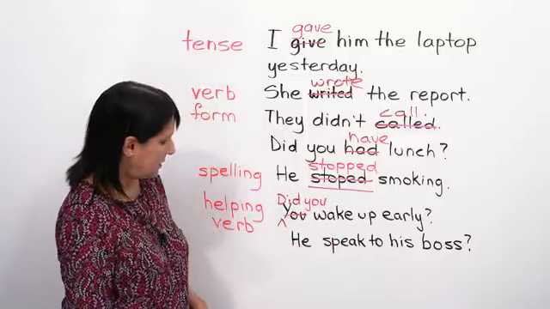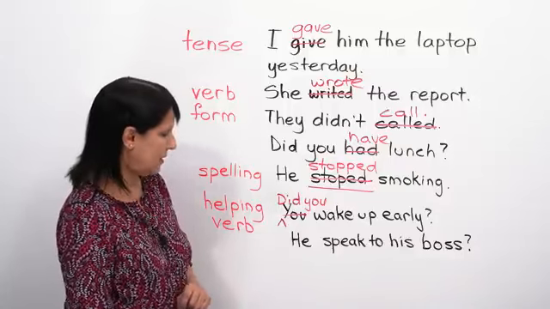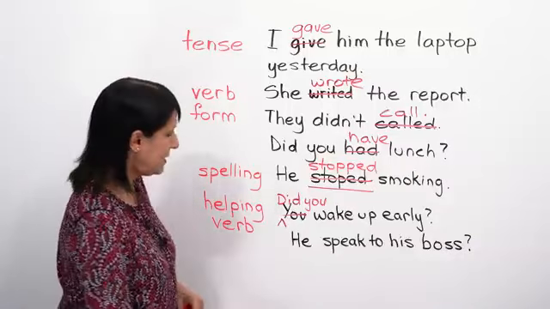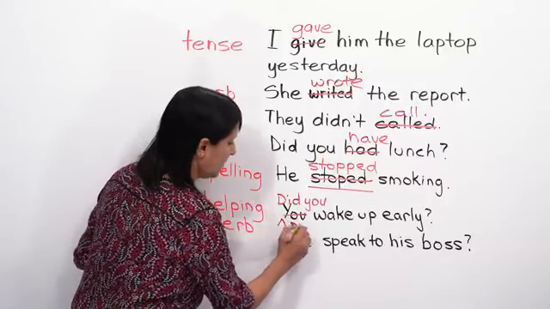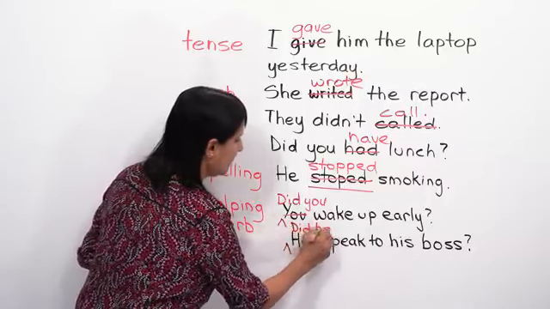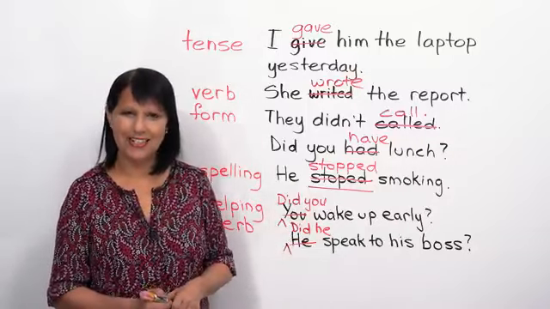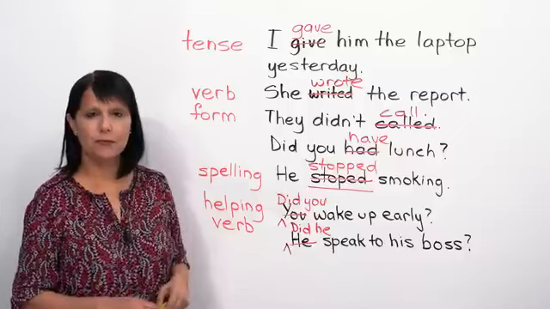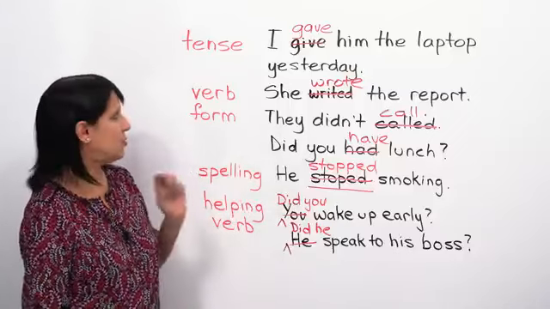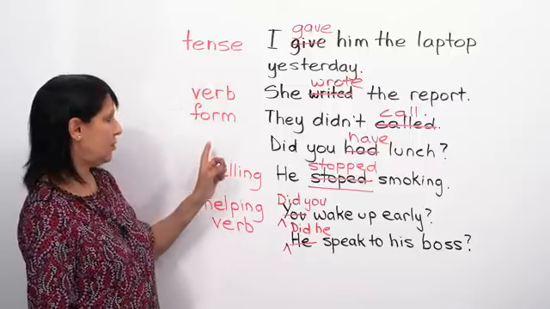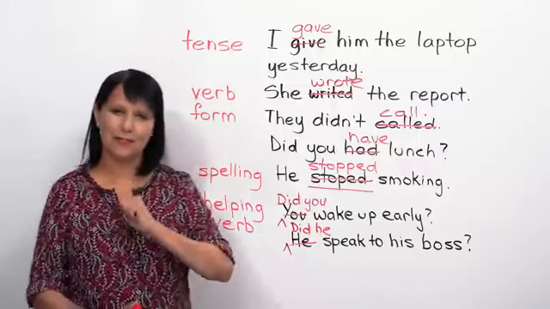Here. He speak to his boss? That's wrong. So how do we correct it? Again, the helping verb has been forgotten. So we say, did he speak to his boss? All right? So these are some of the common mistakes that people make using the past simple tense. So be careful of your tense, your verb form, your spelling, and make sure to use that helping verb.